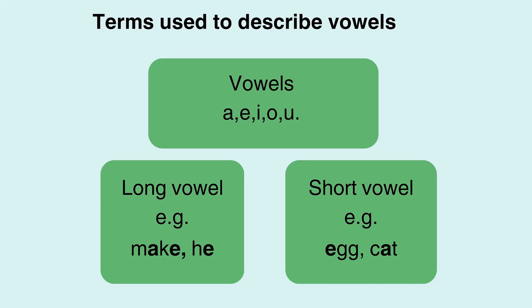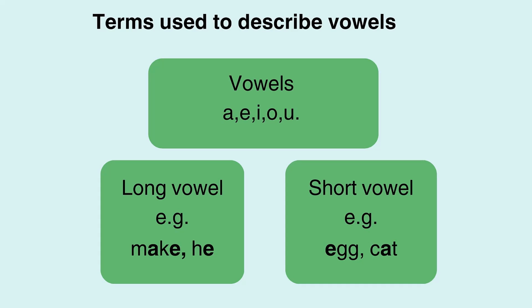Long vowels can be represented by a single letter or a combination of letters and sound like their letter name. For example, A, E, I, O, U. They often occur in words with split digraphs, for example, make, bike, note, cute, or in words with open syllables, where nothing follows the vowel, for example, he, me, or no.